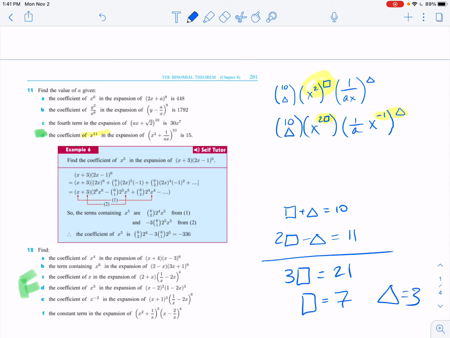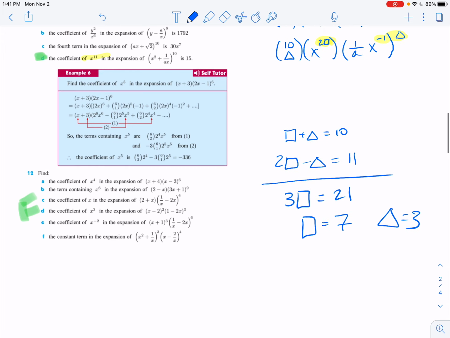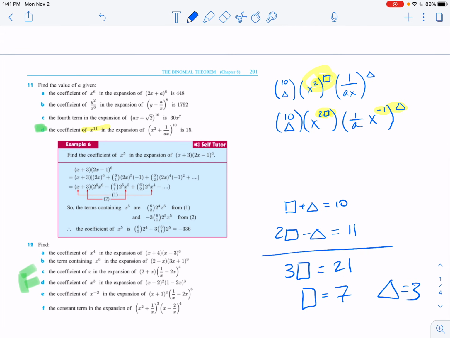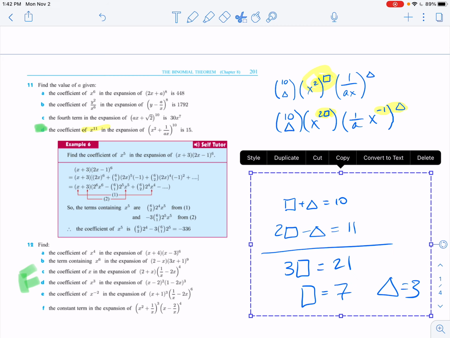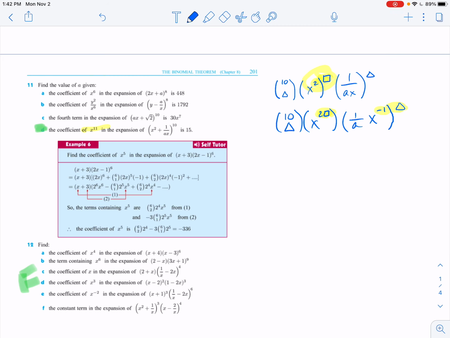So to find that coefficient, oh, we need to find a. That's what we're trying to do. You know what? I'm going to get rid of this for just a second. We just said, well, okay, box is 7, delete. We just said box is 7, and triangle is 3. So it's 10 choose 3 times x squared to the 7th times 1 over ax to the 3rd. And this is going to equal 15 x to the 11.